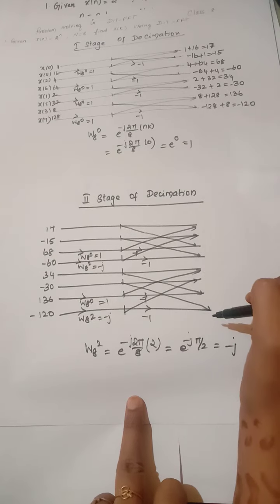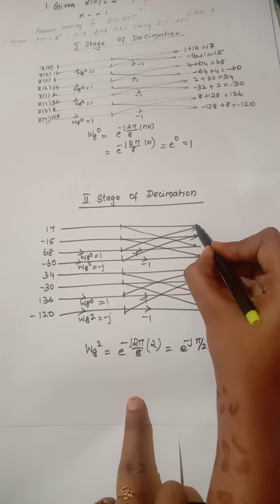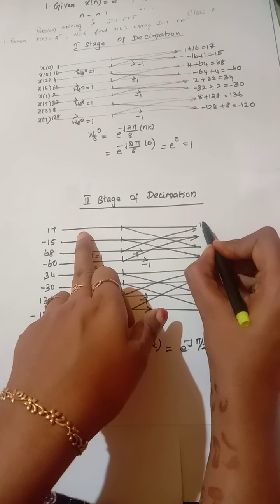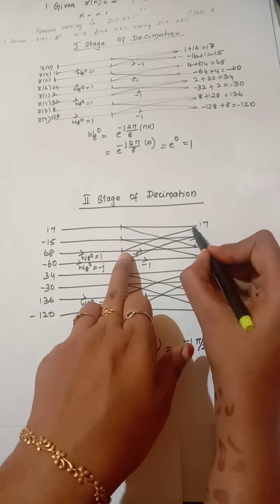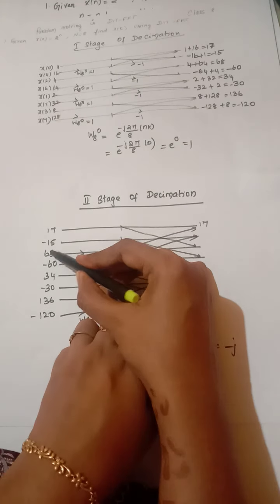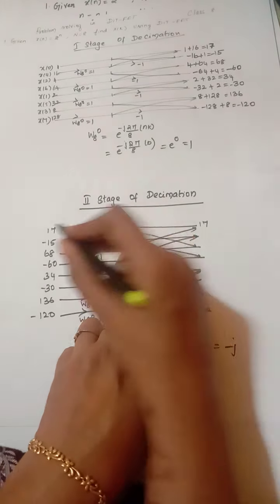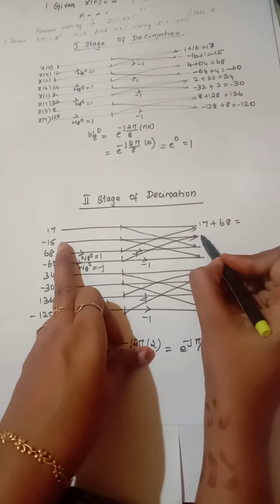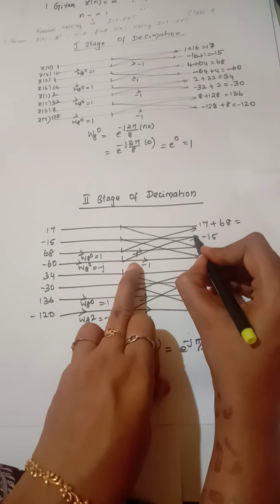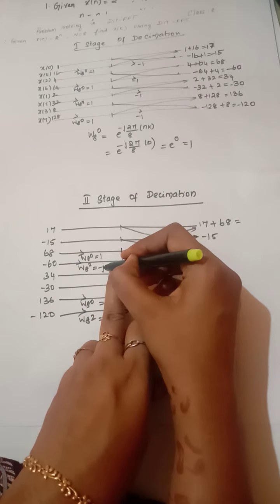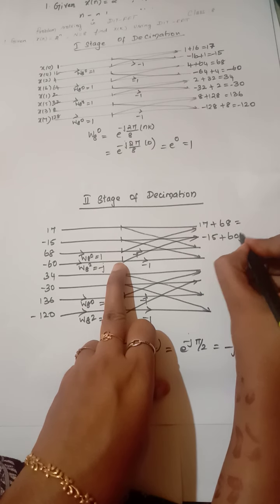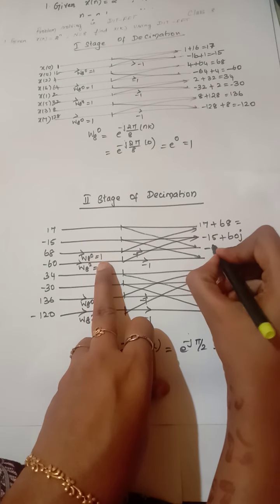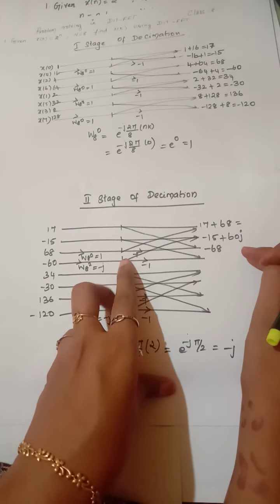Now we need to find the output for this stage. If you want to find the output for this line, first consider the parent line. There are no values here, so directly 17 here. Now this line is coming from this point, so 68 into 1, you will get 68 here. Next, consider the second line. Minus 15; this line comes from this point, so minus 60 into minus j, so you will get plus 60j. Similarly here, consider this line, say minus 68. First you have to write down the parent line, minus 68.